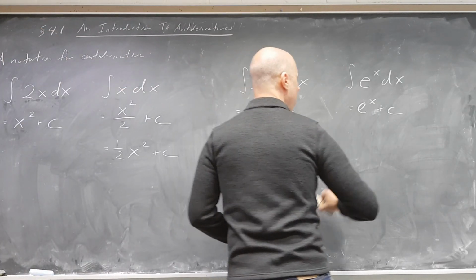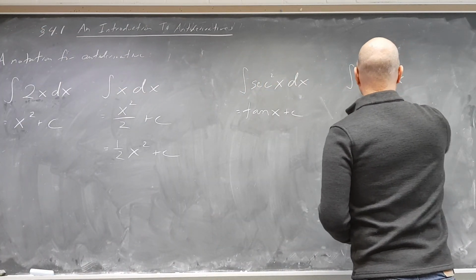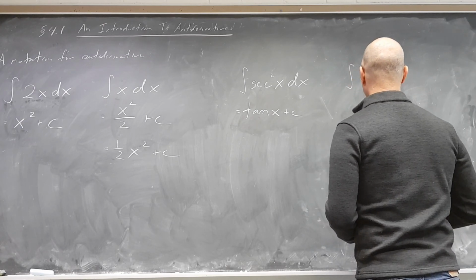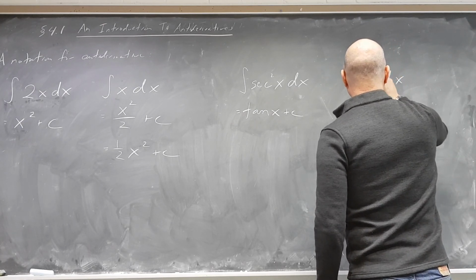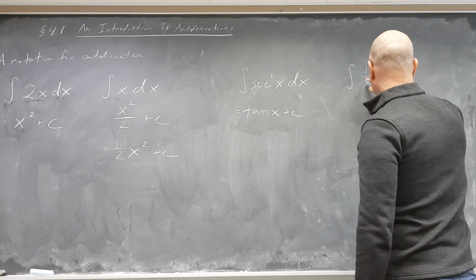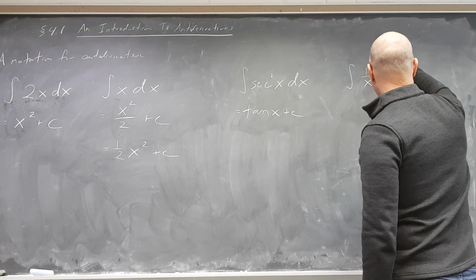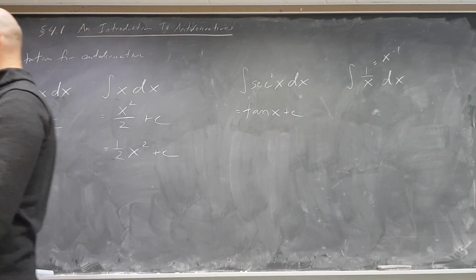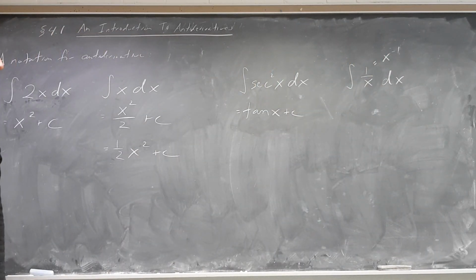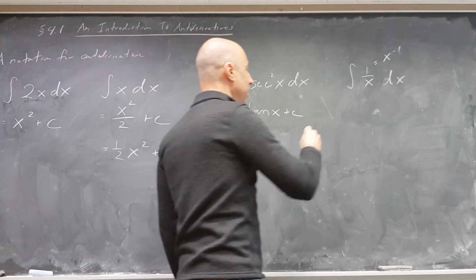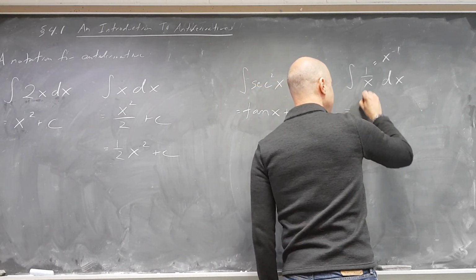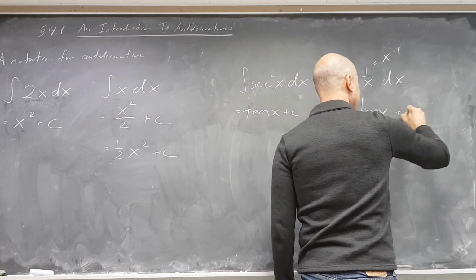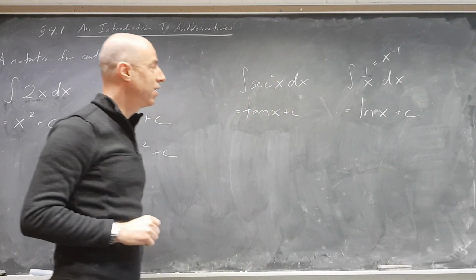And one more. What's the antiderivative of 1 over x? Or we could have just as easily written 1 over x as x to the minus 1. There was something we took the derivative of to get 1 over x. What was it? If you said the natural log of x, you're right.